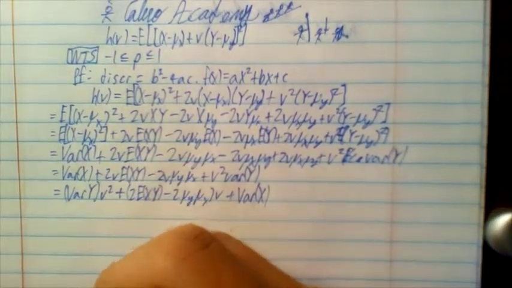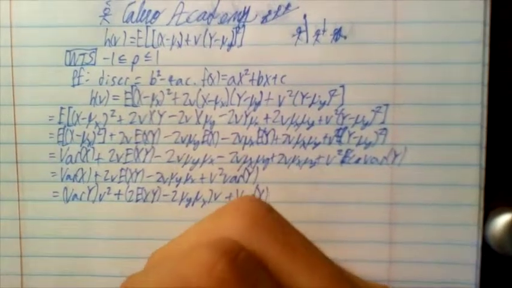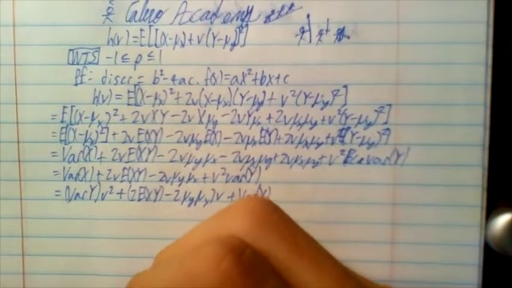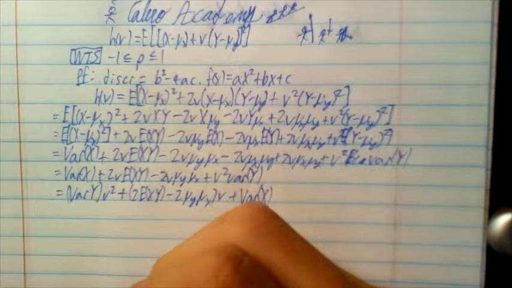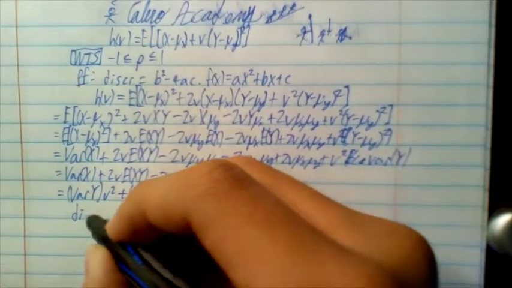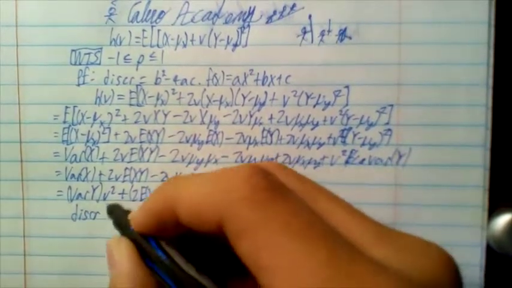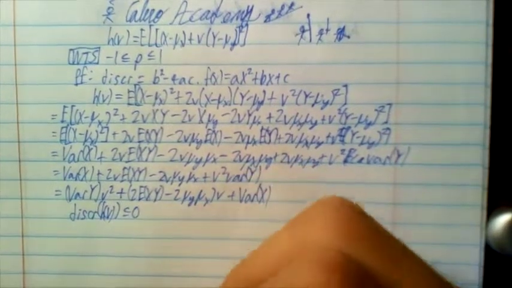Now we can try to find out the discriminant of h of e. But before we go on, we must note that because the hint told us that h of e was non-negative, therefore the discriminant must be less than or equal to 0. So you have the discriminant of h of e less than or equal to 0, because h of e is non-negative.